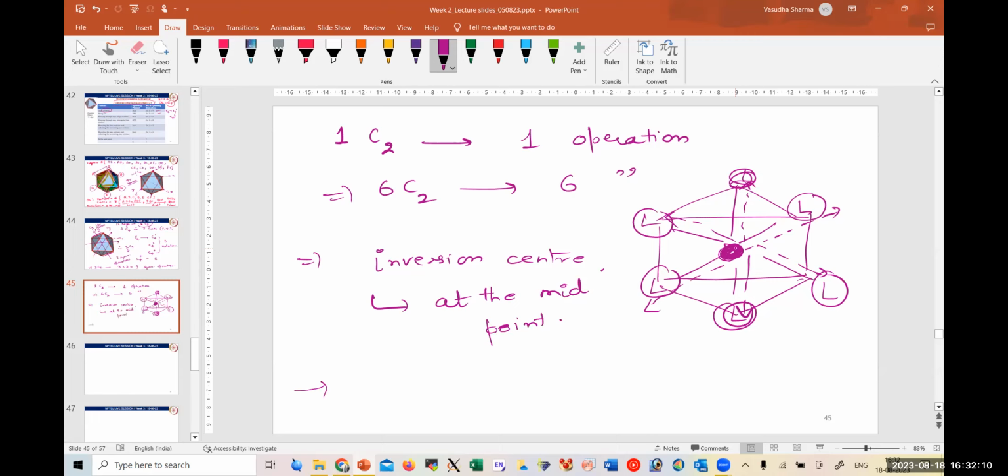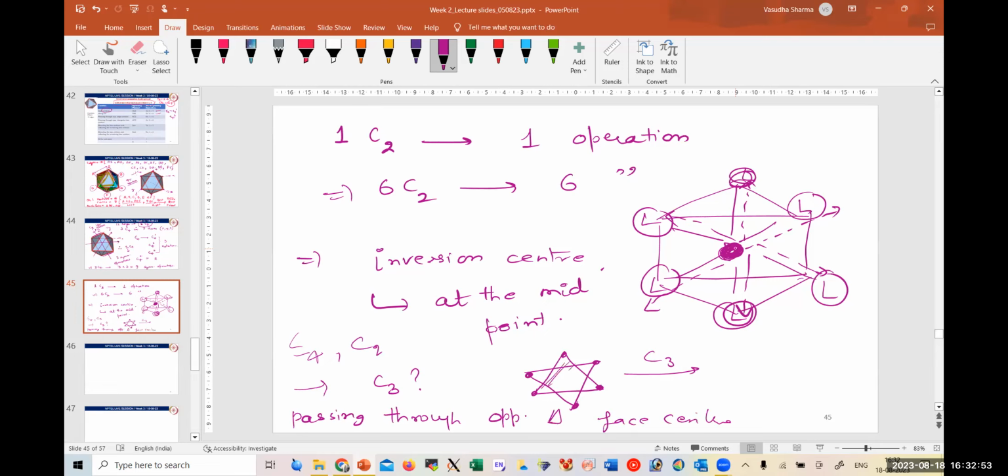Now we need to see, besides C4, C2, whether we have C3 or not. Since we already know that C3 could be possible because it would be having triangular faces like this way. So these 3 vertices are making one triangle. This is making another triangle, and so on and so forth. So when we are applying C3 to it, they will give us an equivalent conformation. So C3 will be passing through the opposite triangular face centers.